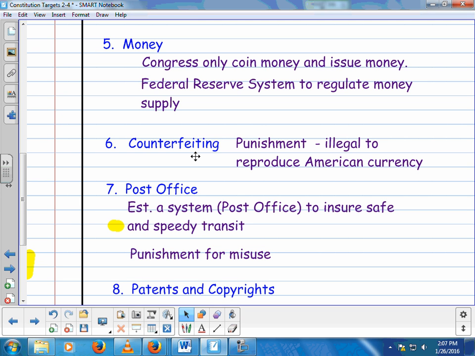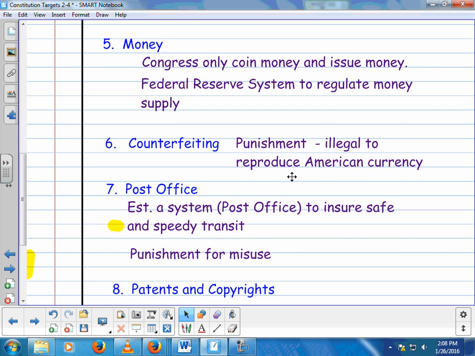There is punishment for misuse. Yes, you can get into a lot of trouble for driving your car and slamming into, or taking a baseball bat and slamming into, post boxes. That can really cause difficulty for your life, so don't do it.